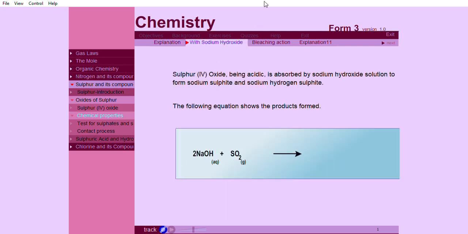Sulfur 4 oxide, being acidic, is absorbed by sodium hydroxide solution to form sodium sulfite and sodium hydrogen sulfite.